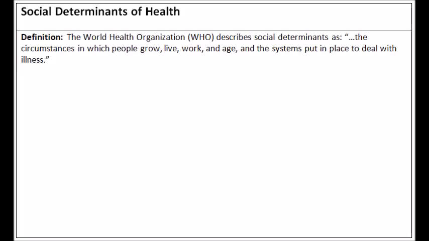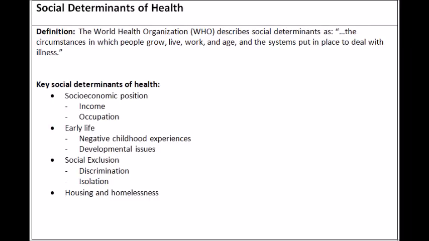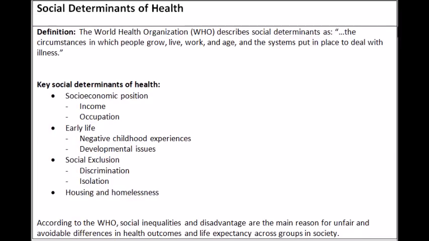The World Health Organization describes social determinants as the circumstances in which people grow, live, work and age, and the systems put in place to deal with illness. The key social determinants of health include the socio-economic position, the income and occupation of the individual, early life, negative childhood experiences and developmental issues, social exclusion such as discrimination and isolation, and the issue of housing and homelessness. According to the World Health Organization, social inequalities and disadvantages are the main reasons for unfair and avoidable differences in health outcomes and life expectancy across groups in society.